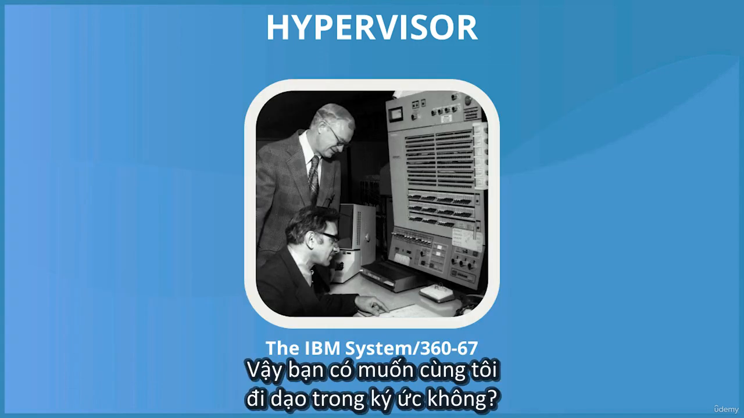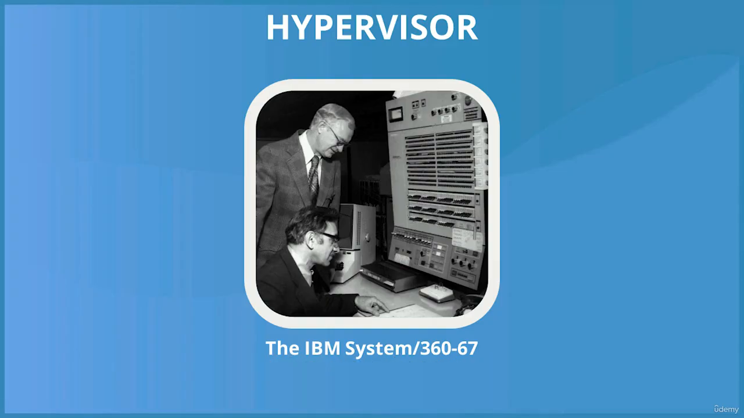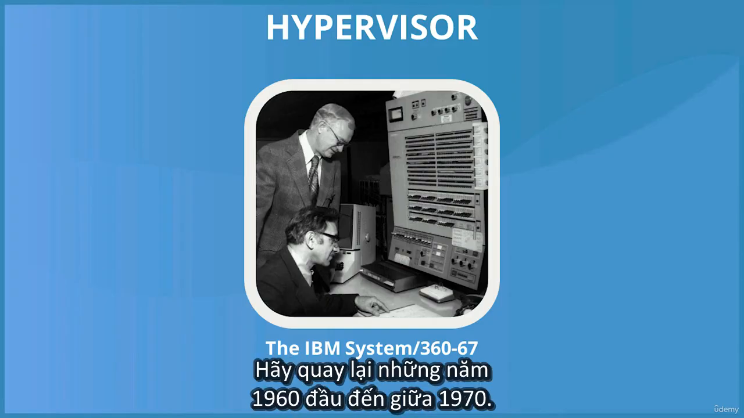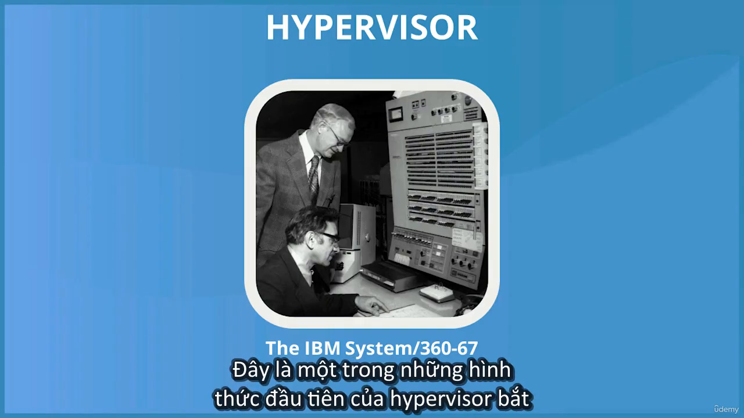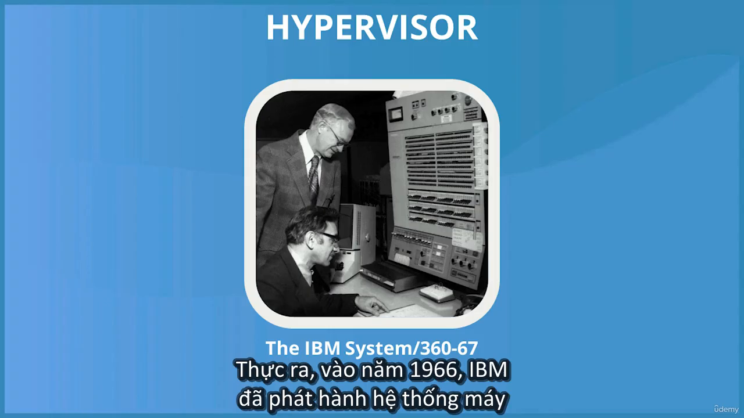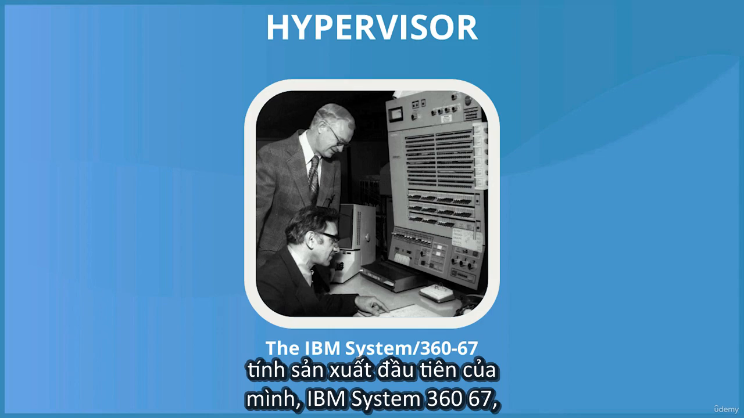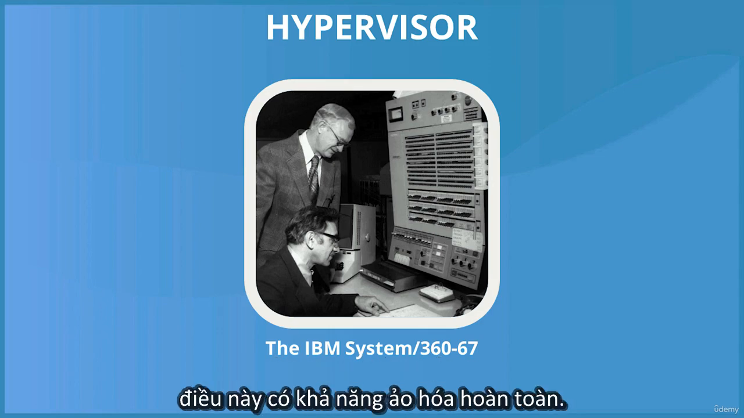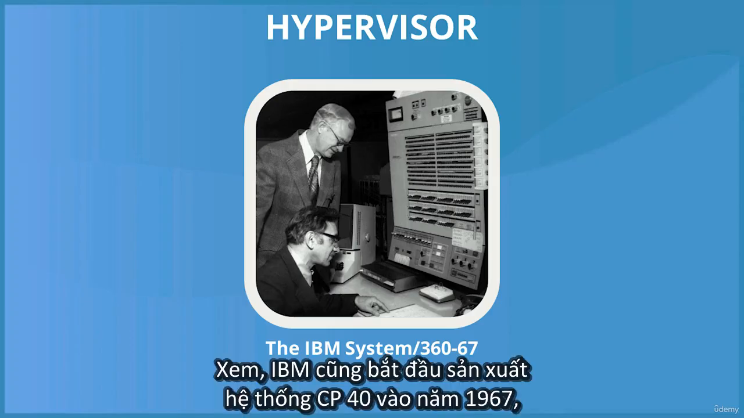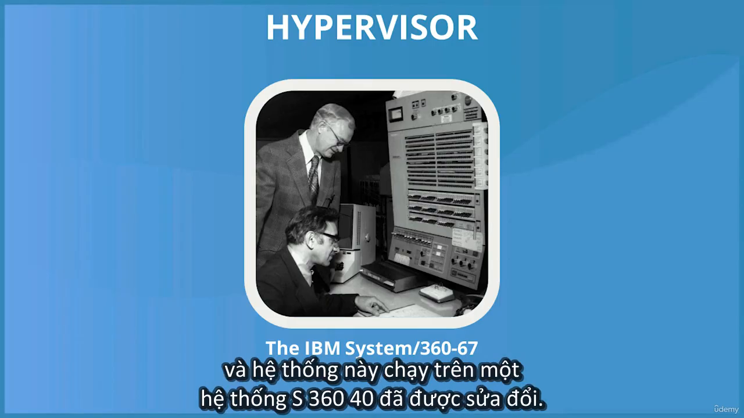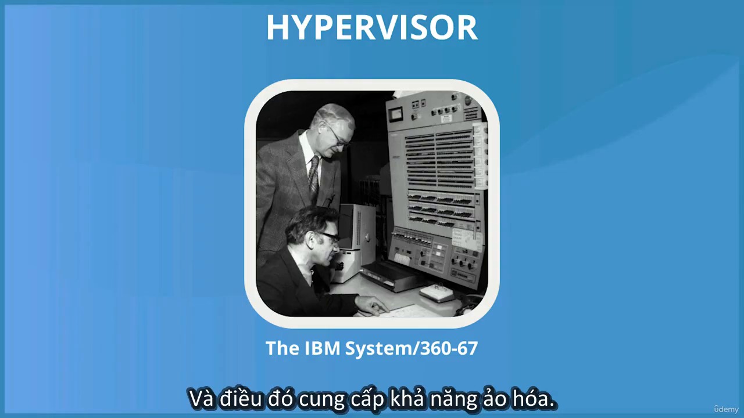All right, so you want to take a walk down memory lane with me? Answer's yes. Let's go back to the early to mid-1960s, 1970s. This is when the earliest forms of hypervisors started to appear because that's when they were first created. It's actually in 1966 that IBM released its first production computer system, the IBM System 360-67, which was capable of full virtualization. See, IBM also began production of its CP40 system in 1967, and this system ran off a modified S360-40 system, and that provided virtualization capabilities.